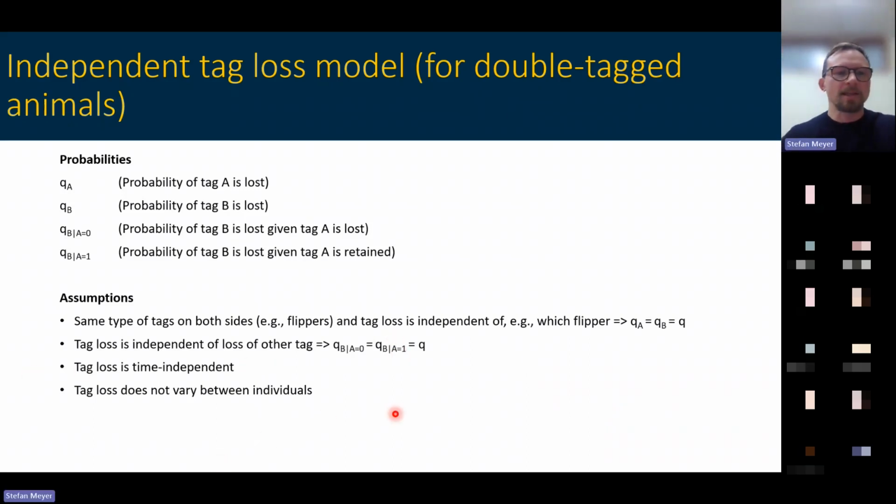Then we also assume that tag loss is time independent. So we can introduce some age structure, which I don't do in this example here, but we assume at least that between two occasions, tag loss is the same, and that tag loss also doesn't vary between individuals.